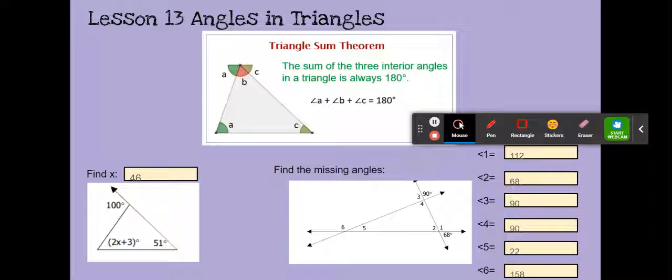All right, then we moved on to triangle sum theorem. Remember, triangle sum theorem states that the 3 interior angles of a triangle must always equal 180 degrees. So if we look at this one over here, we need to find x. If we notice, these two are linear pairs. So this is 100. That means this must be 80.